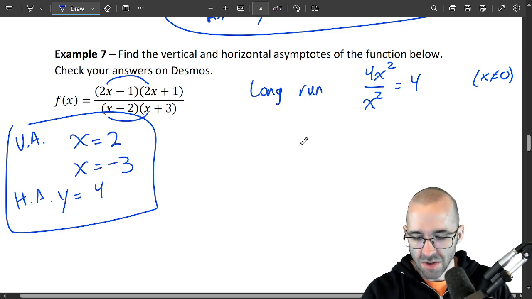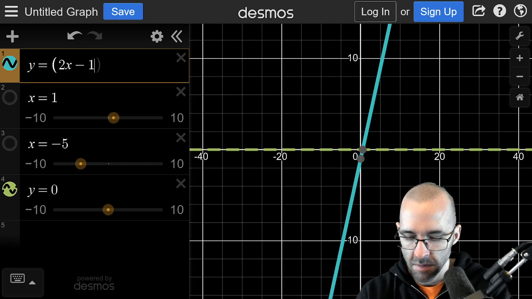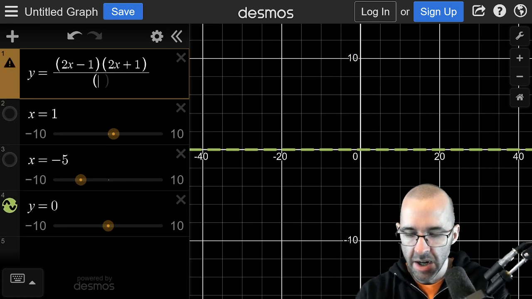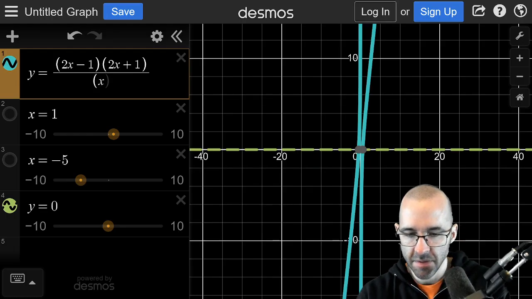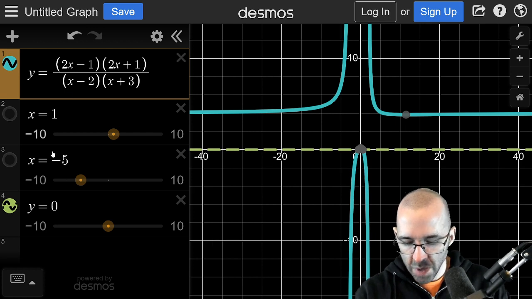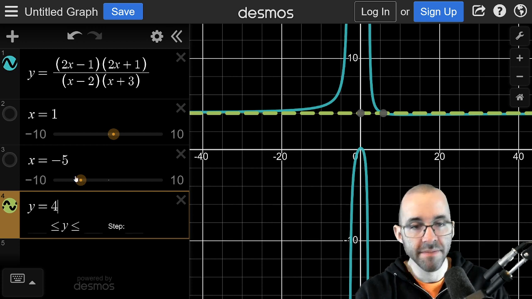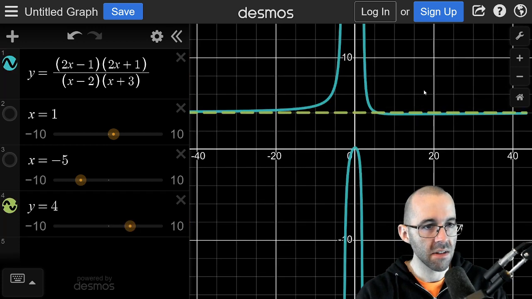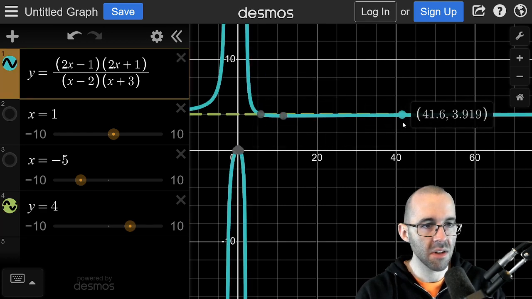Check our answer with Desmos. 2x minus 1, 2x plus 1, divided by x minus 2, x plus 3. Do we have a horizontal asymptote at 4? Looks like it. Again, it's okay that it crosses. But after it crosses, notice that it's just getting really, really close to 4 again.